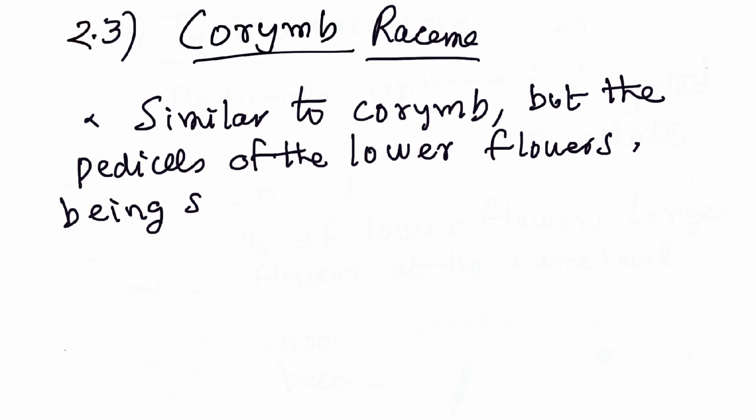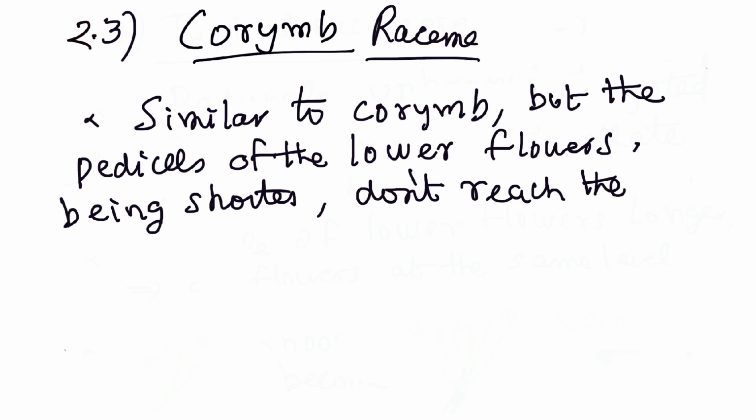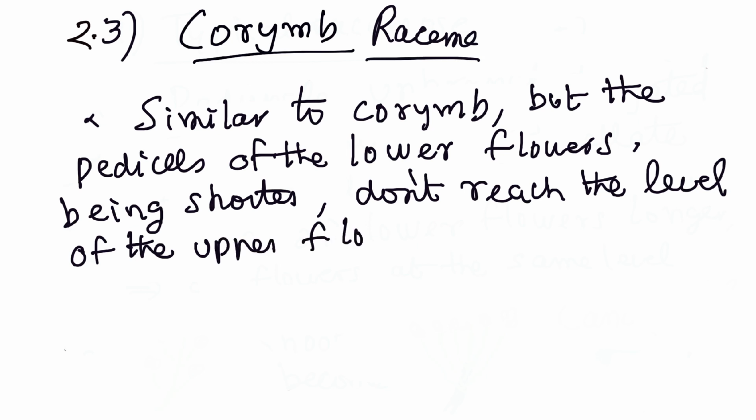So here once again repeating, Corymb Raceme means it's similar to corymb, of course, but as the pedicels of the lower flowers are shorter, the lower flowers don't reach the level of the upper flowers. And a classical example as far as the Corymb Raceme is concerned is the inflorescence of the mustard plant. So note the very important point about the difference between corymb and Corymb Raceme.